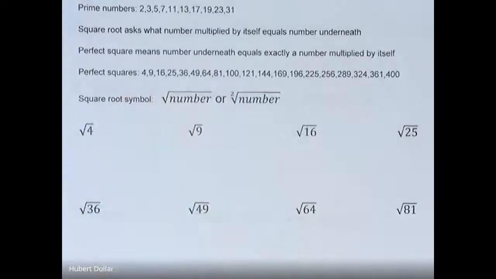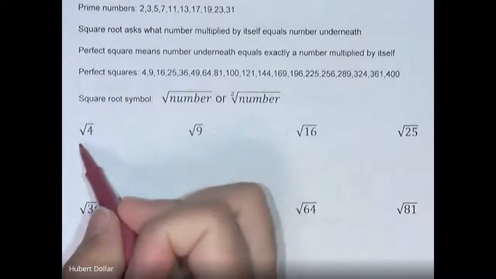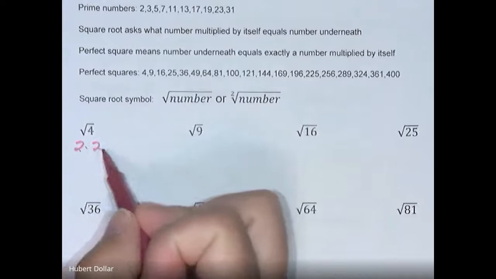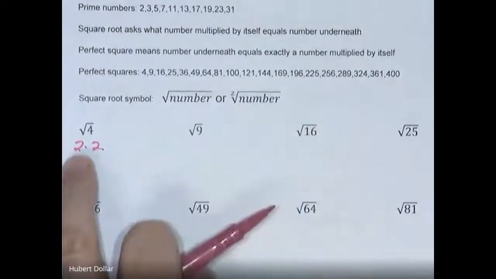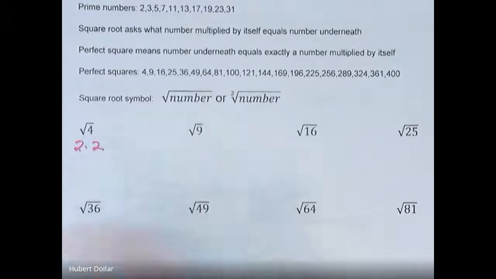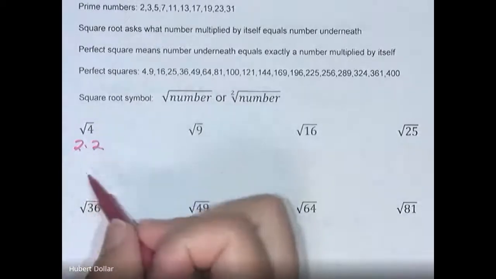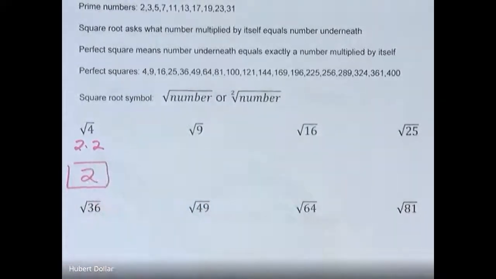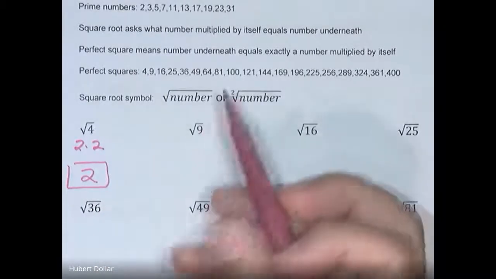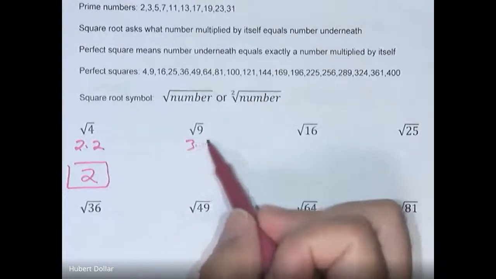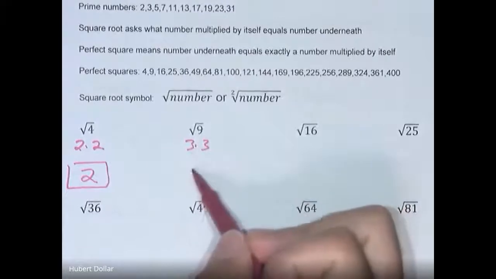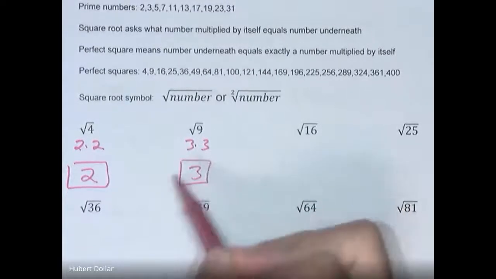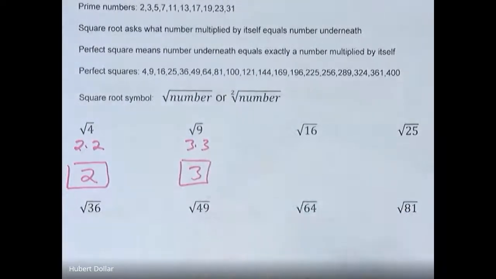4. Now 4 is a perfect square because the prime number 2 times 2 equals 4. Since 2 times itself equals 4, the square root of 4 is 2, and that is your answer. The square root of 9: 9 is 3 times 3, so the square root of 9 is 3, because 3 multiplies by itself to get the number underneath.